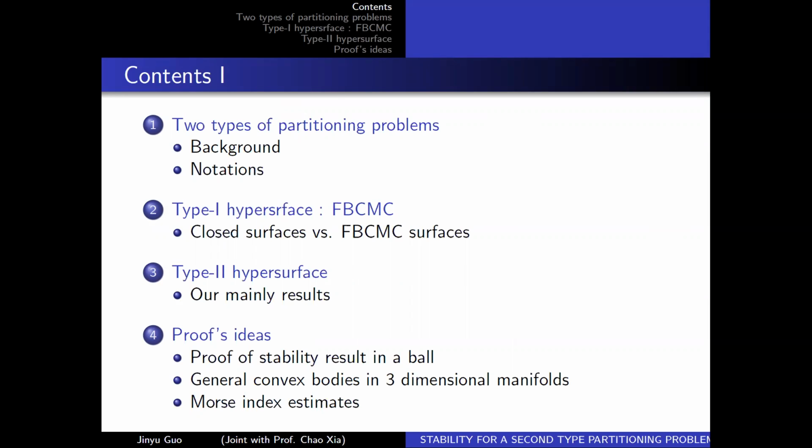In the first part, I will introduce 2 types of partitioning problems. In the second part, I will introduce type 1 hypersurface. Here, type 1 hypersurface means a free boundary constant mean curvature hypersurface, or FBCMC for short. In the third part, I will give the definition of type 2 hypersurface and introduce our main result. And in the last part, I will give our proofs, basically the ideas.